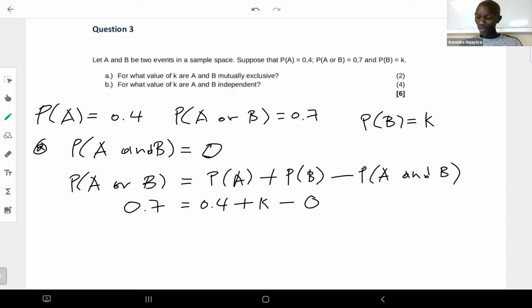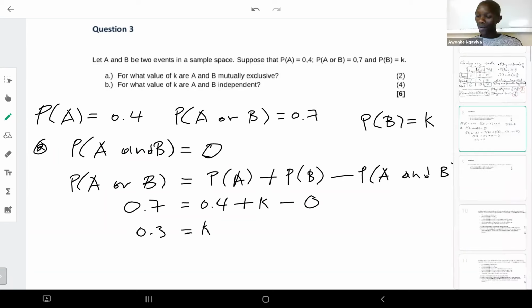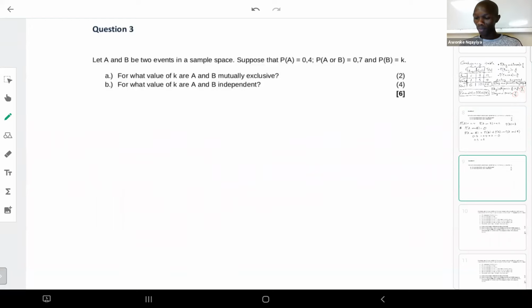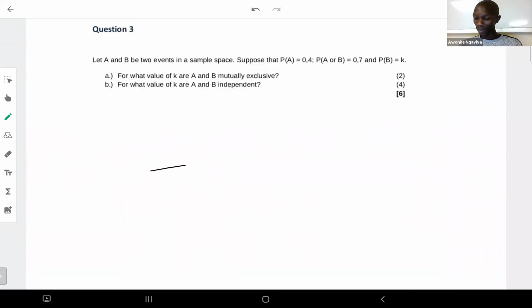So let us solve then for K. I think I get 0.3. What do you get? 0.3. Yep. So you see now the concepts and everything that we discussed have become valuable, because you know the concept of mutually exclusive. You know the addition rule. So let us move to independent events.